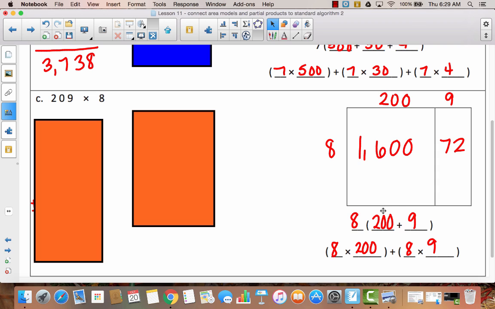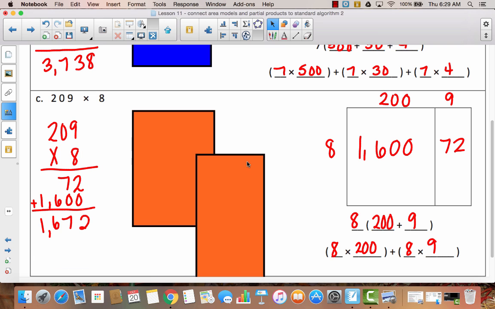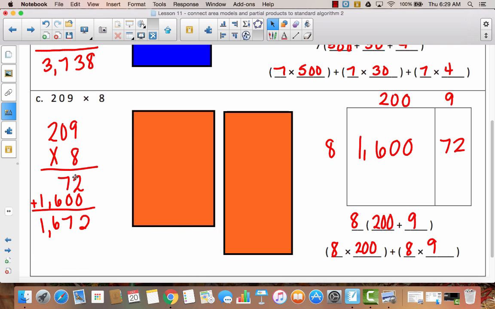So we had 8 times 200, which is 16 hundreds, and 8 times 9 ones, which is 72 ones. And then I came over here and I recorded all of this as a partial product. I put my 72 here and I put my 1600 here. Now in the past we've been putting the 1600 first, and that's okay too. You learned from the previous video it doesn't matter what order you do these in when you're using partial products. Now it does when you're using the standard algorithm, but when you're using partial products, it doesn't matter if you do 200 times 8 first or 9 times 8 first. So this time I just did 9 times 8 first.